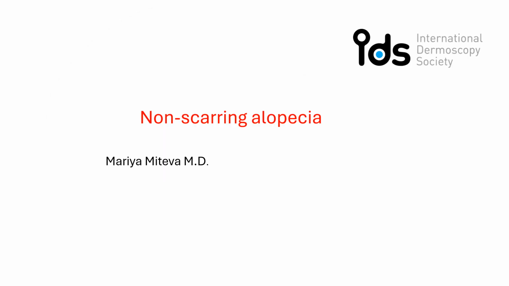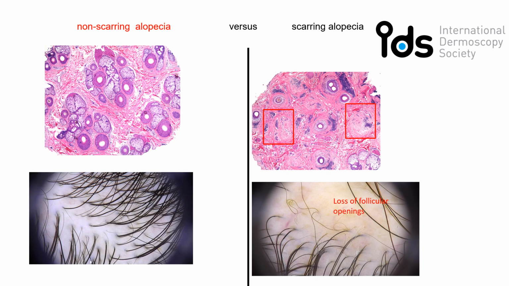I'm going to talk about trichoscopy of non-scarring alopecia. Non-scarring alopecia differs from scarring alopecia by the absence of follicular scarring. So you can see on one side the hairs organized in follicular units, and on the other side you can see areas where the follicular units are absent. In the biopsy, that presents as fibrotic tracts.